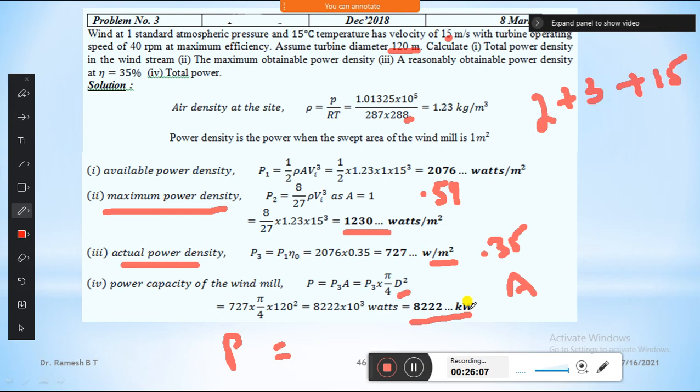This much power we are going to get using these conditions, 15 degrees centigrade and velocity 15. Just observe that the velocity of the wind increases, as well as the diameter of the blade, the swept area of the turbine. By increasing the swept area and velocity, ultimately the power output increases. You just see how much power we are going to get.